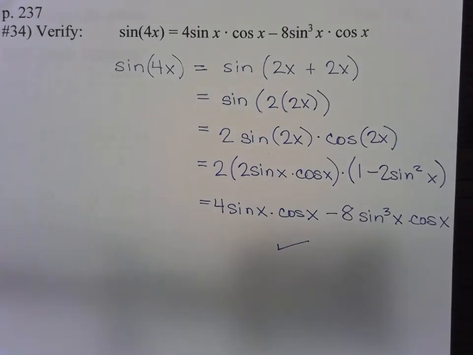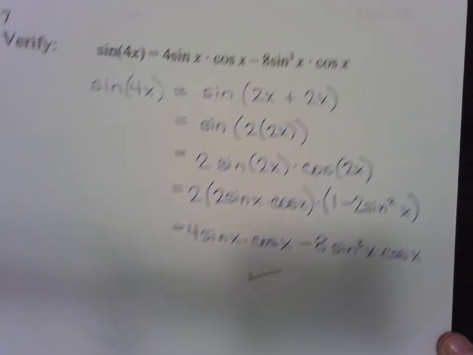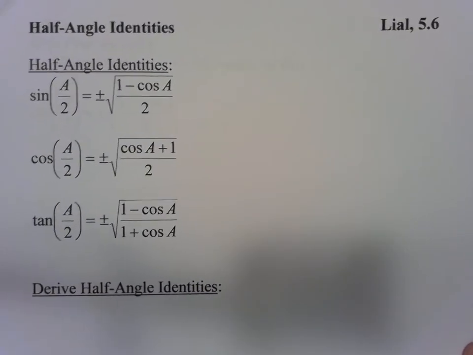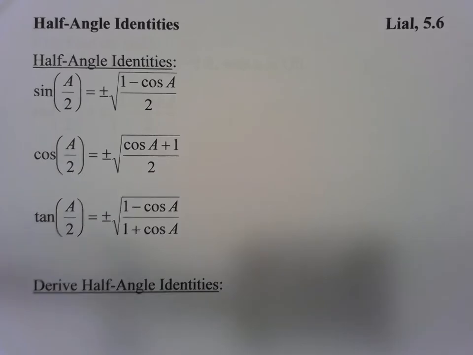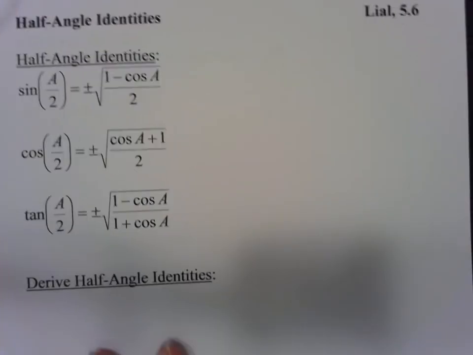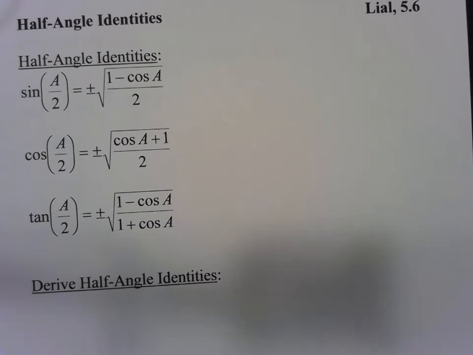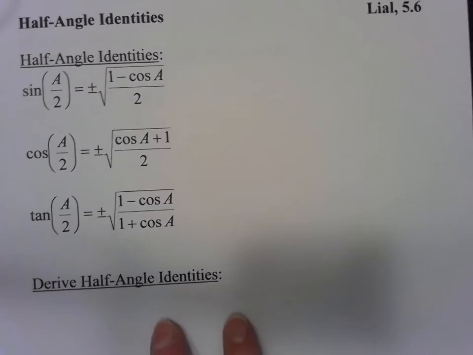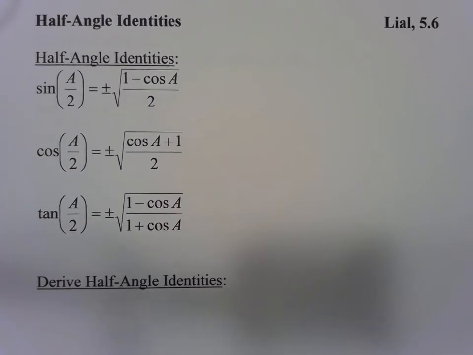All right, so we derived the double angle formulas and we verified an identity using the double angle formulas so that you could see how those play a part. Next, we're going to look at the half angle identities. Again, I have those listed here for you. The way we derive the half angle identities is by using some of the double angle identities and then making this replacement at the end. So I'll walk you through that process.